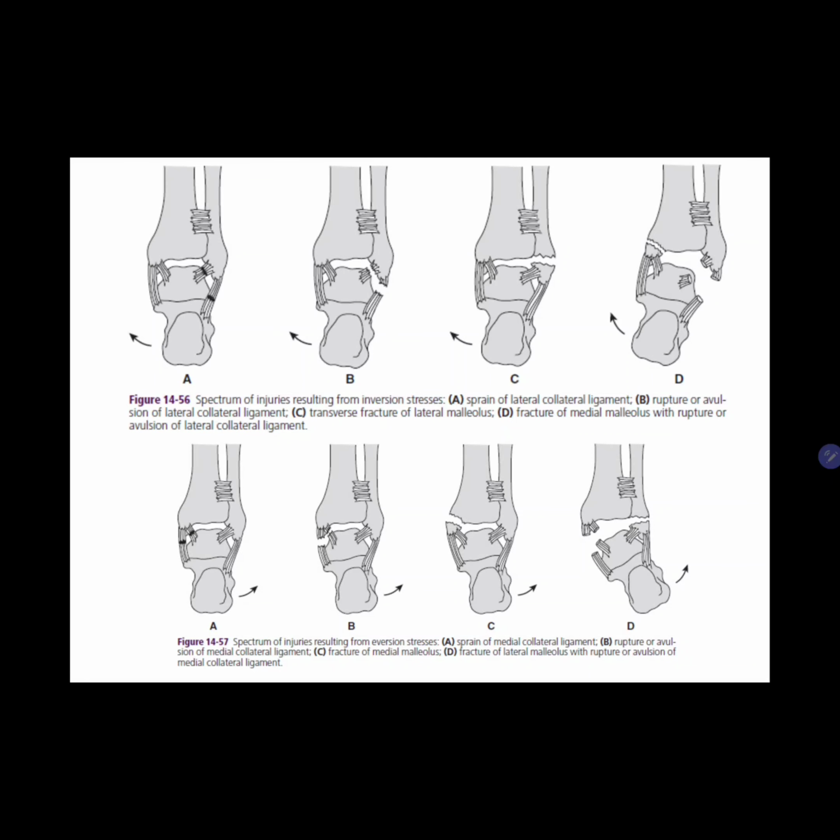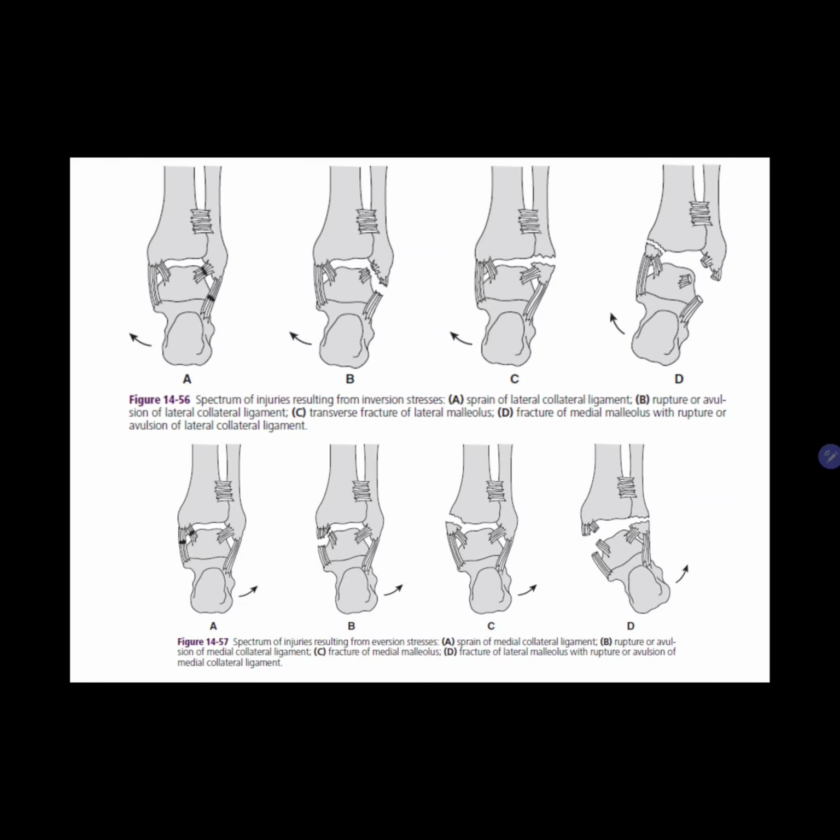In Figure 14.57, this is an eversion sprain, and eversion stresses damage the medial collateral ligament. Forceful eversion stresses are generally associated with bony damage because the medial collateral ligament has so much tensile strength that avulsion fractures and other fractures will often occur before the medial collateral ligament itself fails structurally and sustains damage.